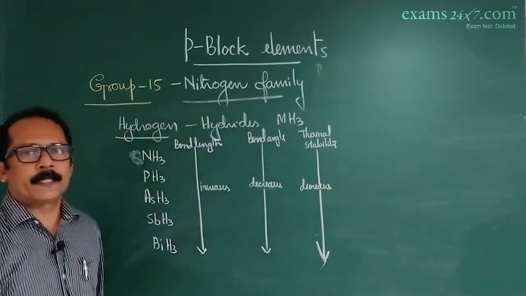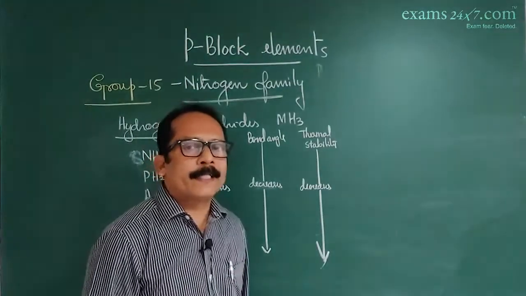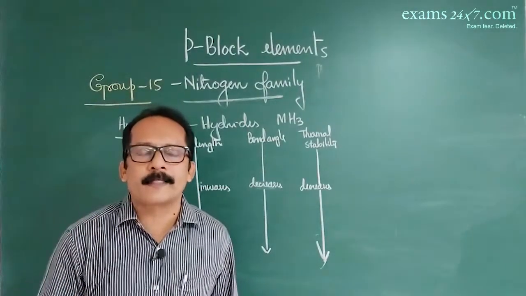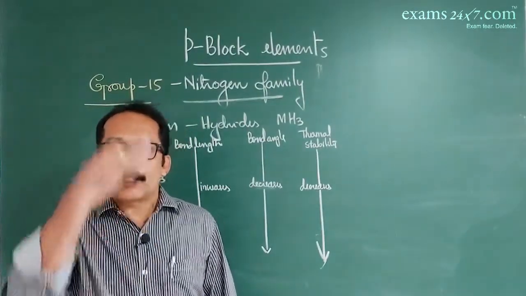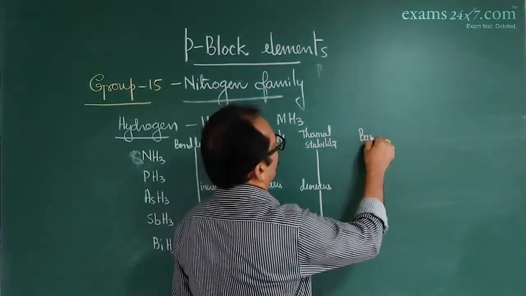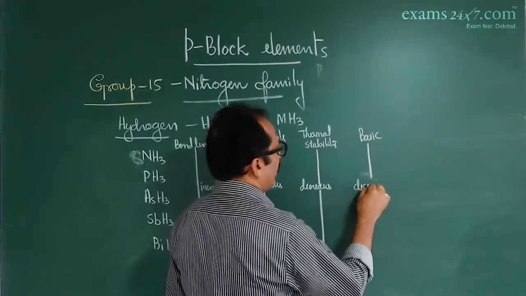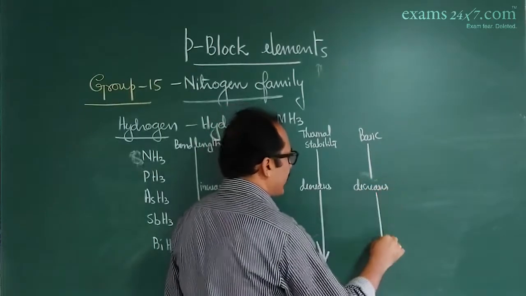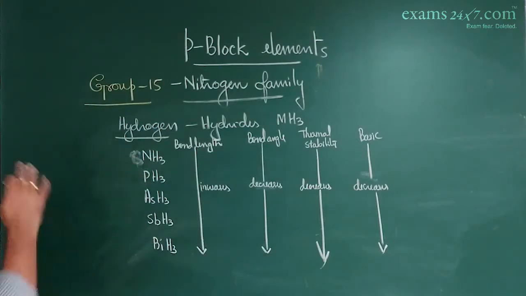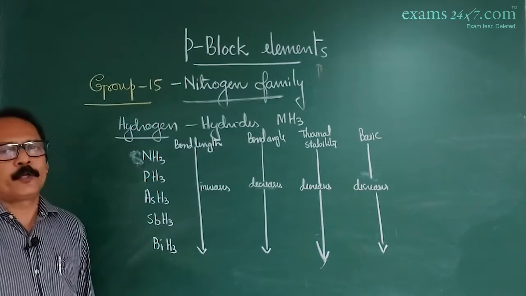Now, about the basic nature. Down the group, basic nature decreases. So, hydrides of group number 15 act as a Lewis base. Down the group, basic nature decreases. Ammonia exhibits the highest basic nature. So, this is about the properties of hydrides of group number 15.